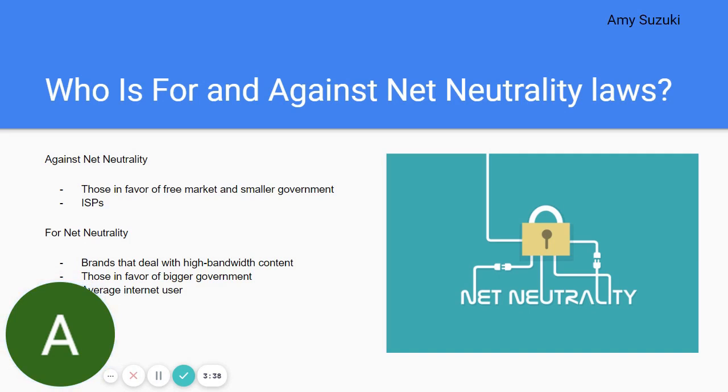And as a whole, internet users are generally for net neutrality. They don't want the content they have access to shrink or become increasingly biased. They don't want to lose access to services, and they certainly don't want to pay more for the ones that they love.